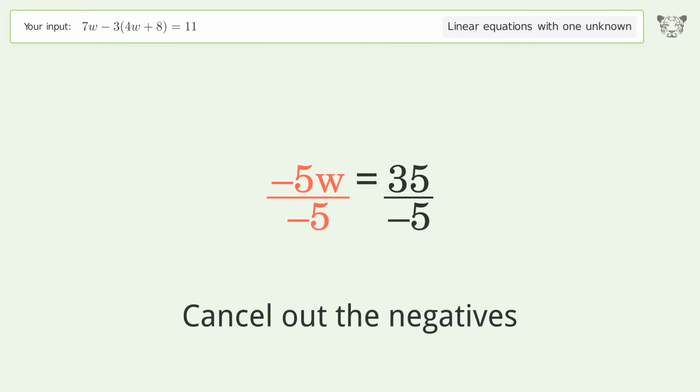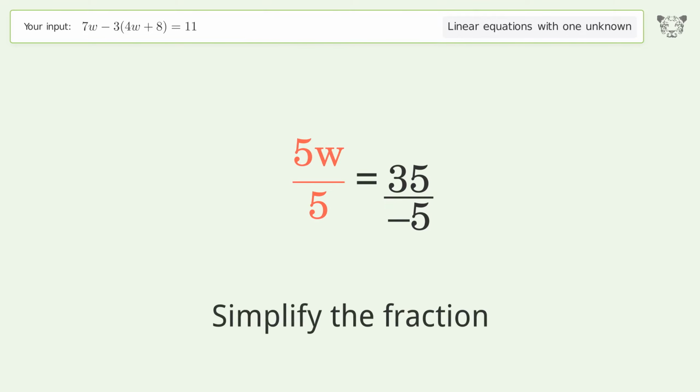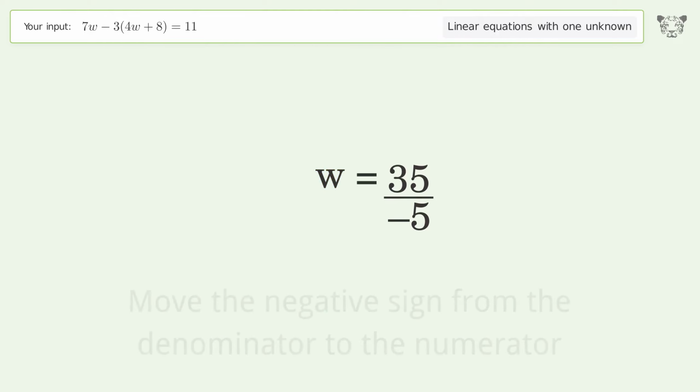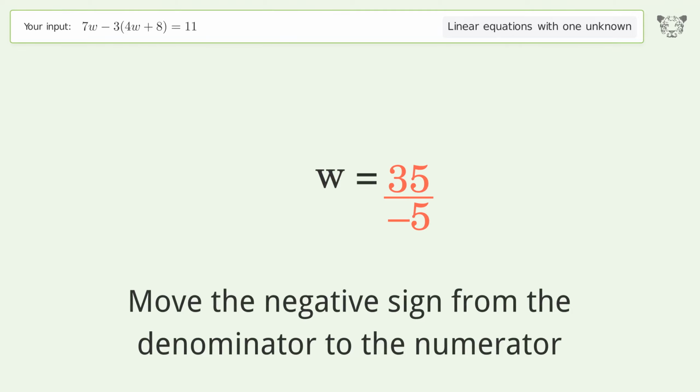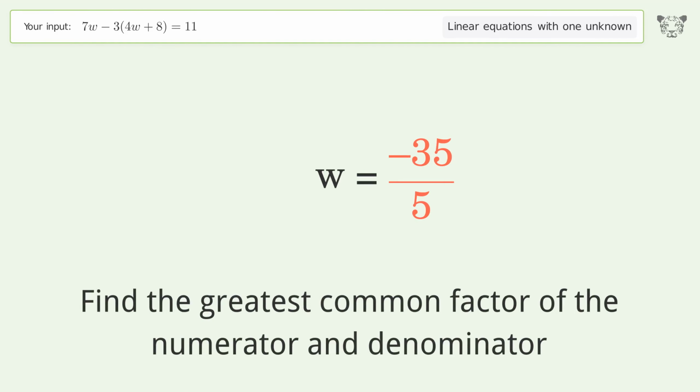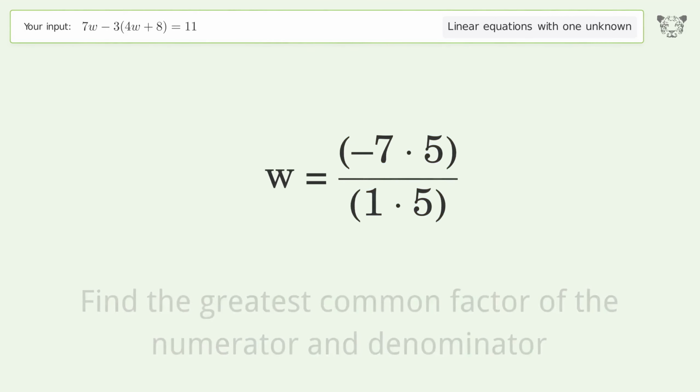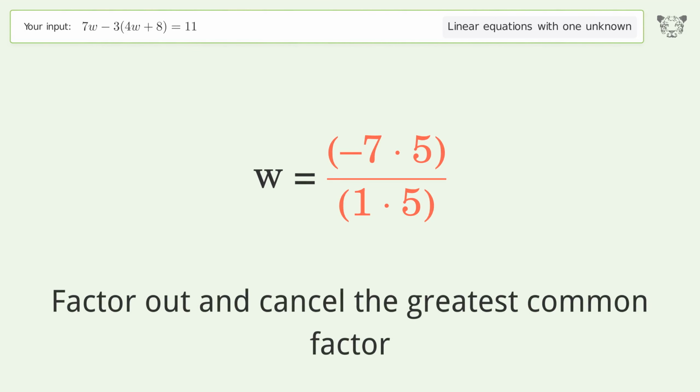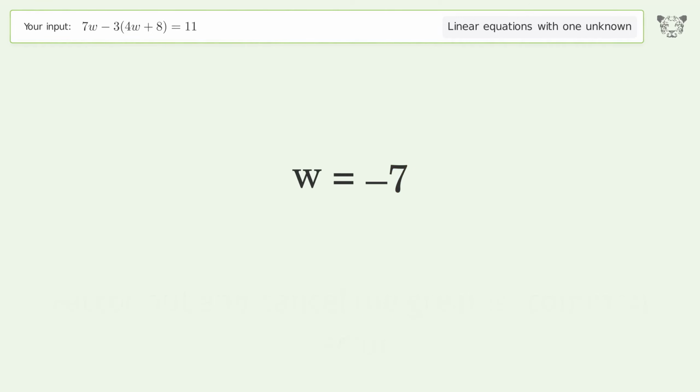Cancel out the negatives. Simplify the fraction. Move the negative sign from the denominator to the numerator. Find the greatest common factor of the numerator and denominator. Factor out and cancel the greatest common factor. And so the final result is w equals -7.